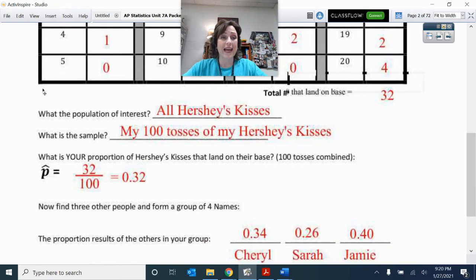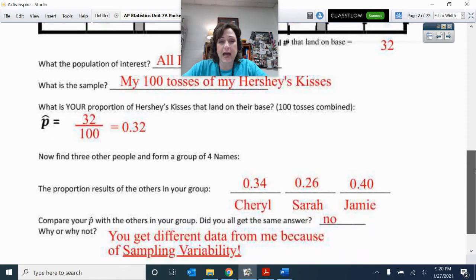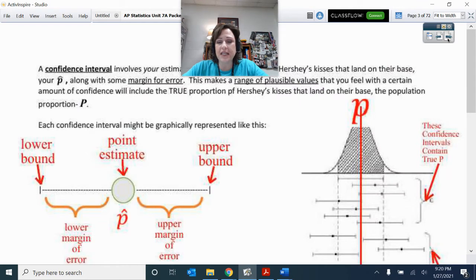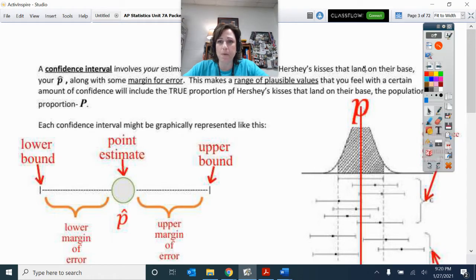All right. So the p hat that I got, my p hat was 32 over 100. That's 0.32. Now, I had some other friends who had done this last year, and they had gotten these numbers. So compare your p hat with others in your group. Do you all get the same answer? No, because of sampling variability. Of course, we know that sample to sample, you get different data than me because of sampling variability.